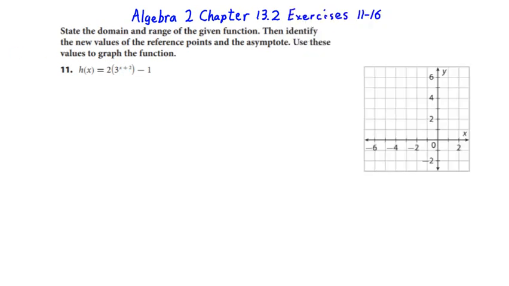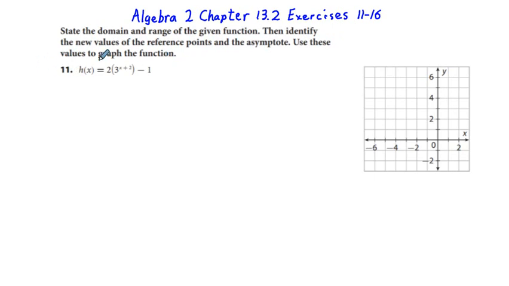Algebra 2, Chapter 13.2, exercises 11 through 16. This section has to do with graphing exponential functions. The instructions for 11 through 16 are: state the domain and range of the given function and identify the new values of the reference points and the asymptote. Use these values to graph the function.